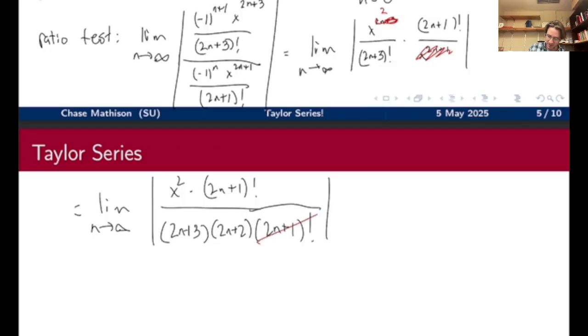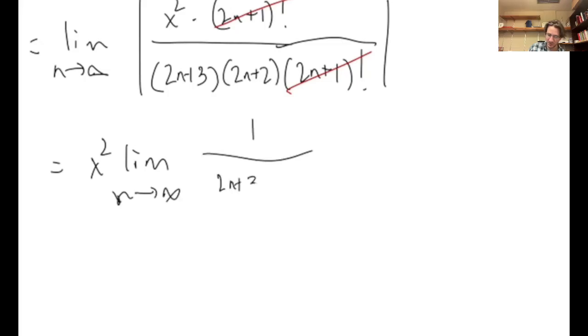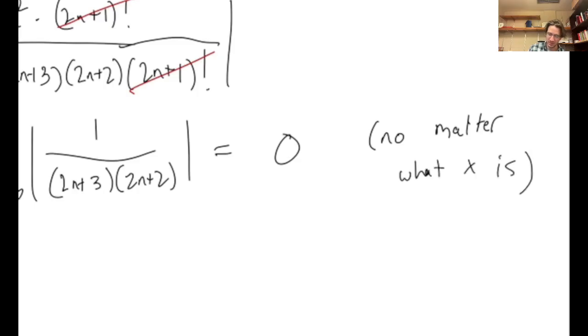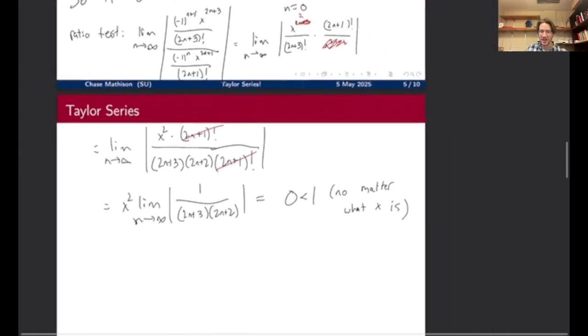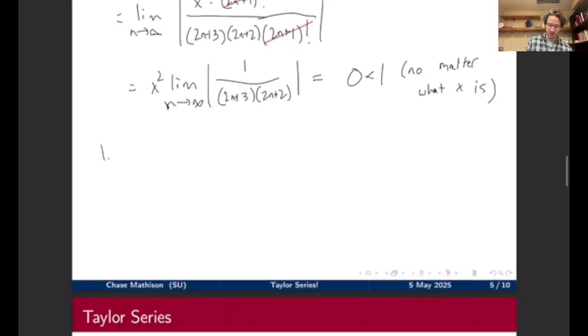And so we also get cancellation there and there. So this is x squared times the limit as n goes to infinity of just 1 over 2n plus 3 times 2n plus 2. And that equals 0 no matter what x is. And 0 is less than 1. So no matter what x is, this series passes the ratio test. And so the interval of convergence here is minus infinity to infinity.